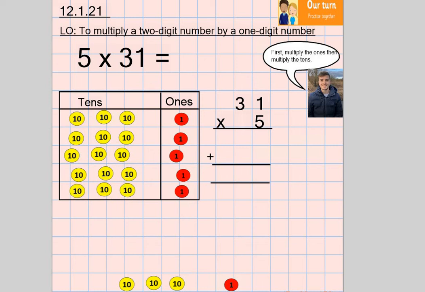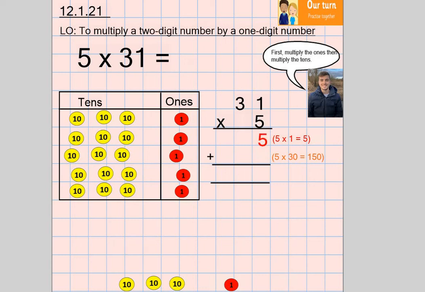I need to partition 31 into 30 and 1. I need to remind myself that this here would be 5 times 1, and this here would be 5 times 30. Okay, so 5 times 1 is 5.